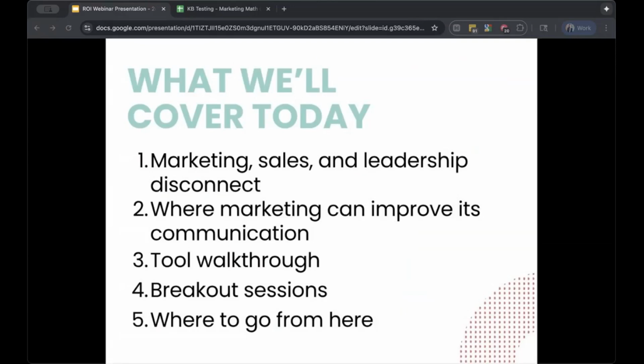and have others that you're reporting to, right? And you're also doing that marketing function. Then we're covering how marketing can shift its communication and align everyone so that we're using the same language and we're talking about the same thing. And then lastly, we're going to introduce you to the marketing math calculator.